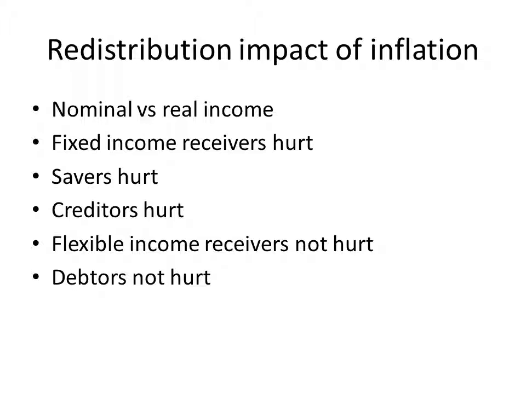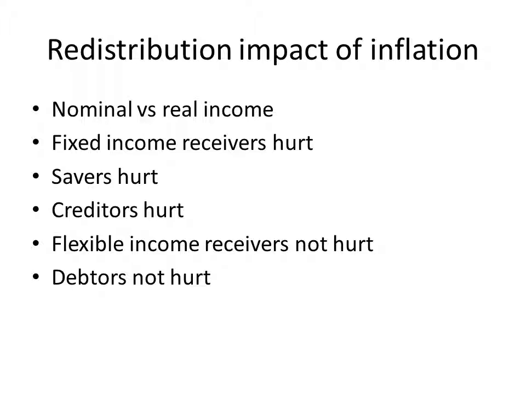And unless they have an interest rate that's high enough to offset that inflation rate, they're going to be worse off. And so creditors get hurt by inflation normally. Flexible income receivers are not hurt. They may actually be helped because their income may go up as fast or faster than the inflation rate. So they don't tend to be hurt as much, but at least they can adjust their income so that they have more income to offset the impacts of inflation.